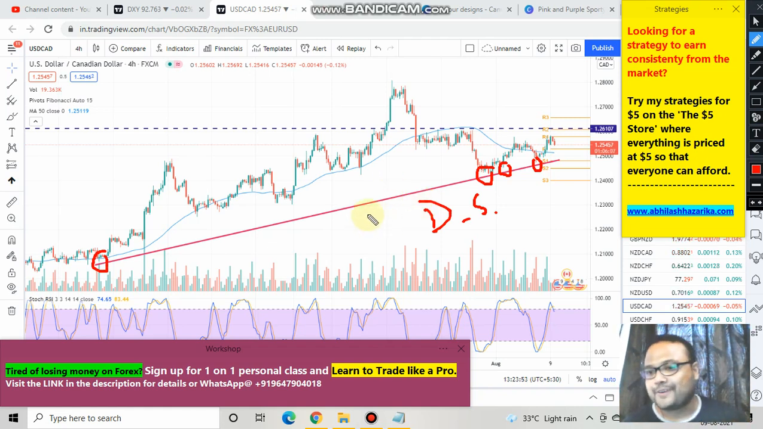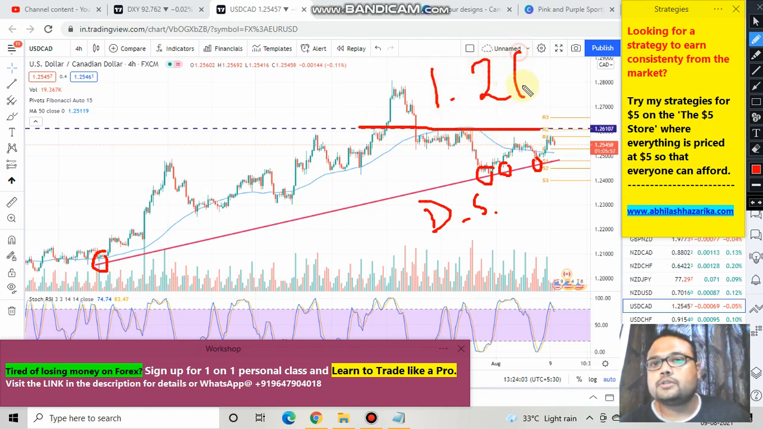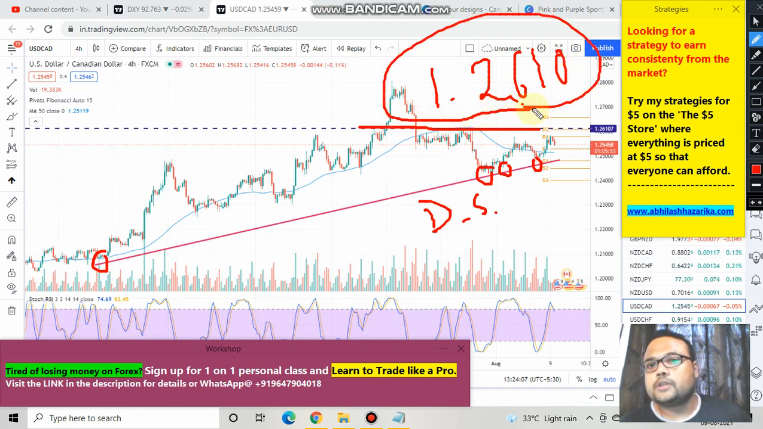On the other hand, apart from this support line, you can see that I have also got a horizontal line drawn here at 1.2610. 1.2610, this is the resistance for the market.